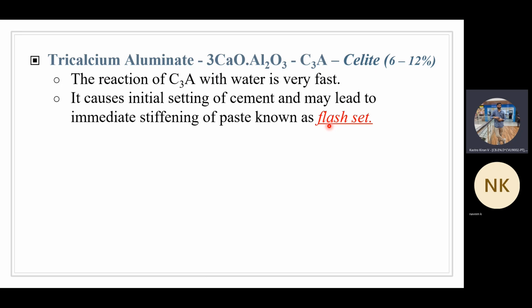Where will you use the cement which contains high amounts of C3A? When you are constructing structures in water bodies, maybe in rivers, maybe in the sea or ocean. If you want to construct bridges in water bodies, you will go with the cement which contains high amounts of Celite or C3A content because it sets very fast. In such cases, we need the cement to set at a very fast rate. That's why we go with that kind of cement for structures in water bodies. Such setting is called flash setting.